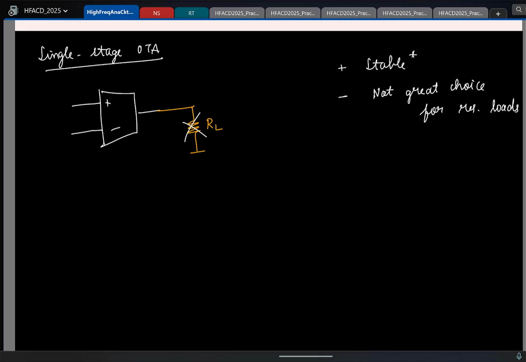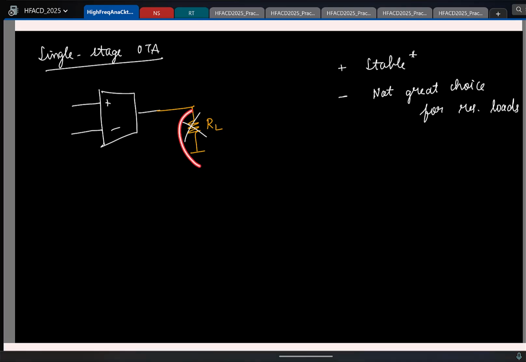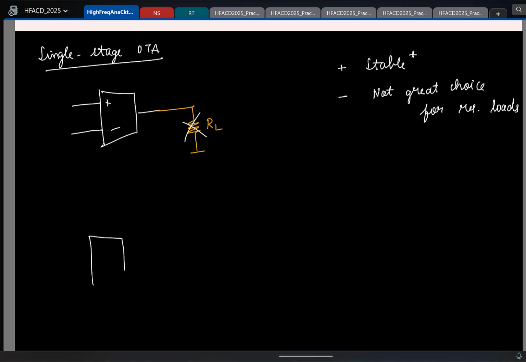And in practice you have to drive a lot of resistive loads. So now I know I can't directly take this RL and connect it to the OTA. So let me draw here. Now I have this nice single stage OTA, which I know is very good. You know how to design it. But I cannot use it to connect to a load resistor RL. So how do you think I can drive this?